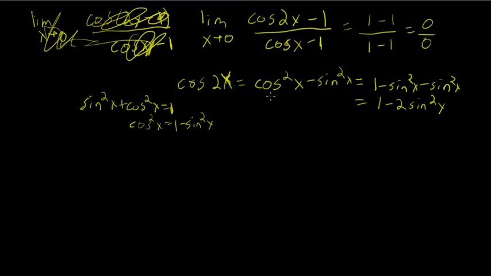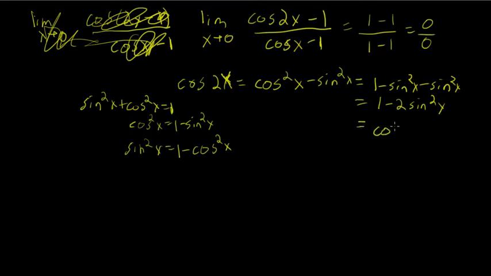But alternatively, for sine squared x, you could substitute 1 minus cosine squared x. And the reason for that is, from this expression here, sine squared x plus cosine squared x equals 1, let's say you were to subtract cosine squared x from both sides. You subtract it from this side, you're left with sine squared x. You subtract it from this side, you get 1 minus cosine squared x. So here you get cosine squared x minus 1 minus cosine squared x.